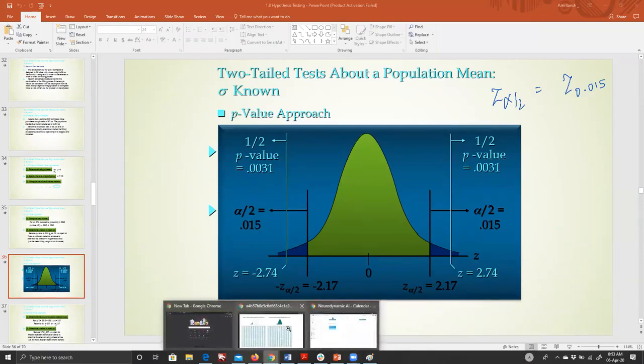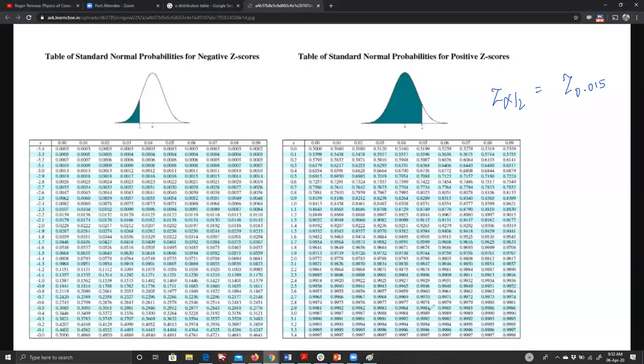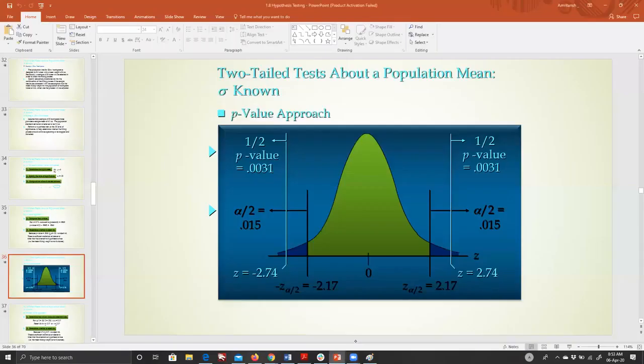So again, you have to find 98.5 or something like this. Yeah, 98.5. That happens to be 2.17, which you can see we have got here, 2.17. So if you try to find the value of z for 0.015, you would get 2.17.